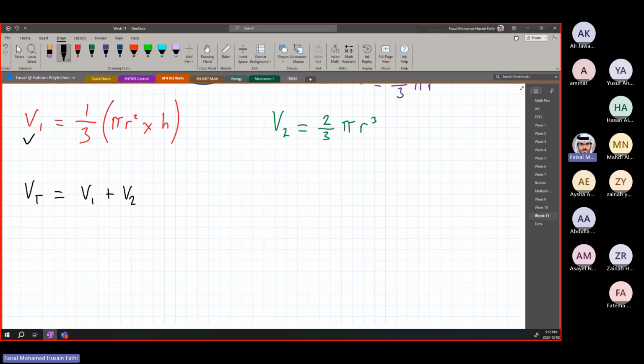We don't have the R. So before even moving to this phase, we need to find our R, our radius. What is the radius? We need to find this radius R. All right, let's do it in blue.